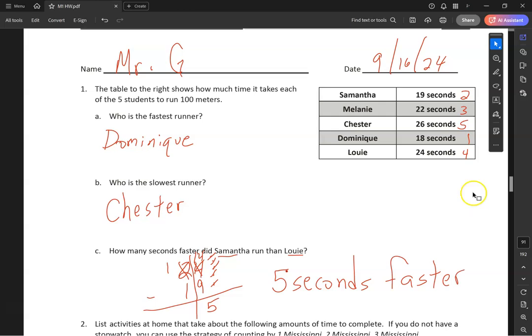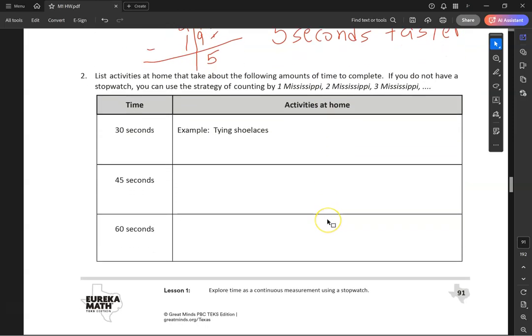Number 2. List activities at home that take about the following amounts of time to complete. If you do not have a stopwatch, you can use the strategy of counting by 1 Mississippi, 2 Mississippi, 3 Mississippi. So, example, 30 seconds, activities at home: tying shoelaces. So it took this person 30 seconds to tie both shoelaces. Again, if you don't have a timer, you can count 1 Mississippi, 2 Mississippi, 3 Mississippi, and fill it in. I will let you do this one on your own. I will go to the next page.